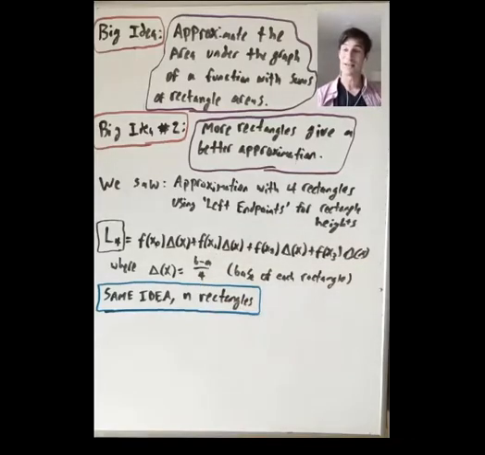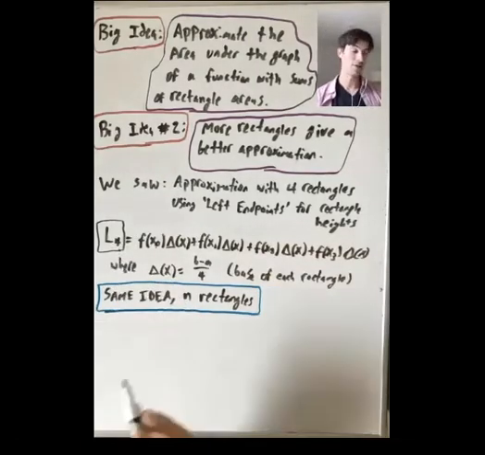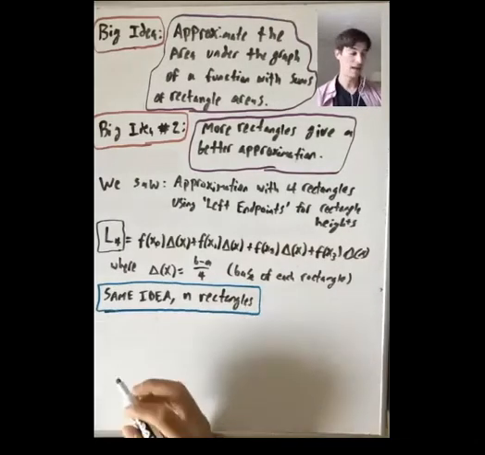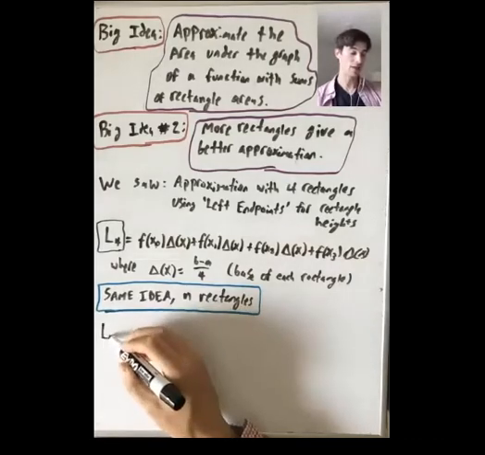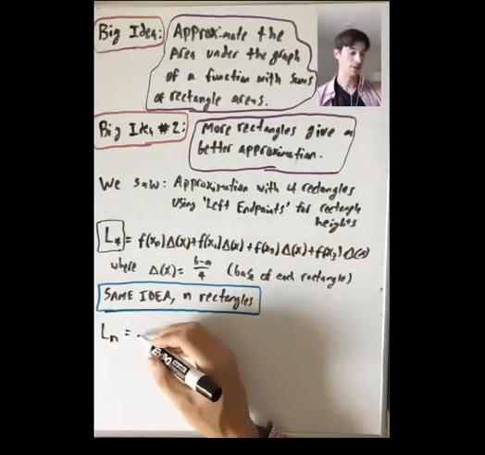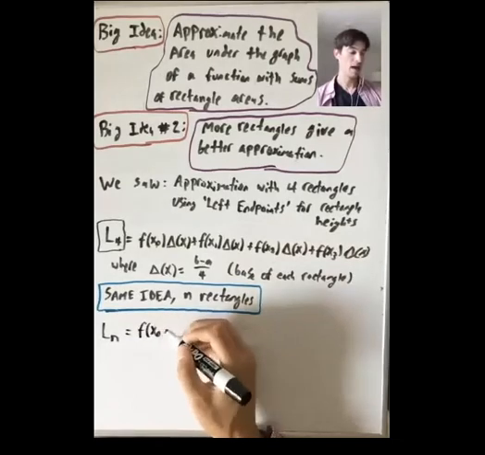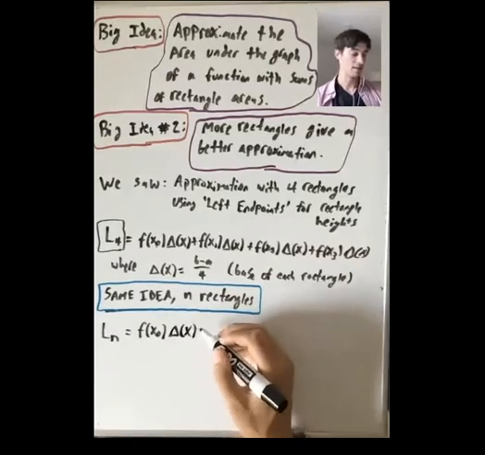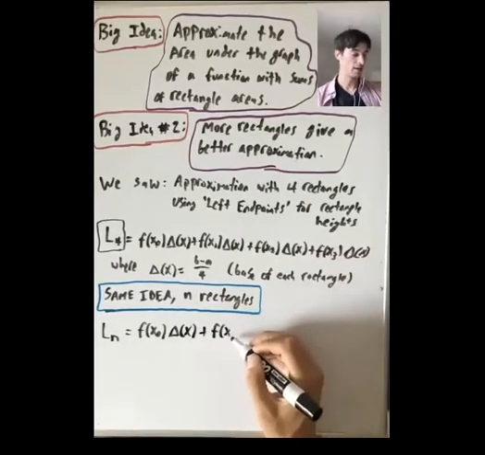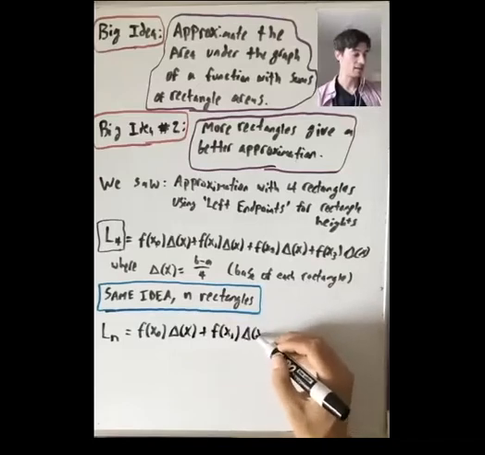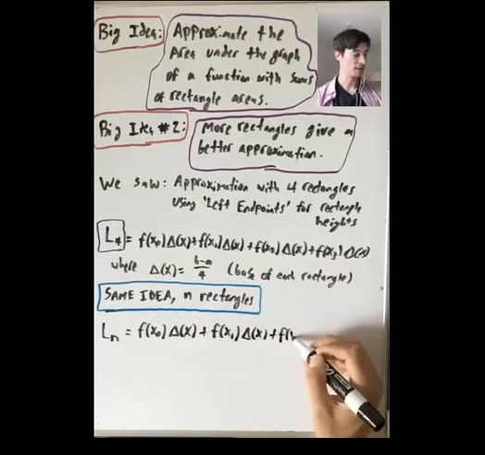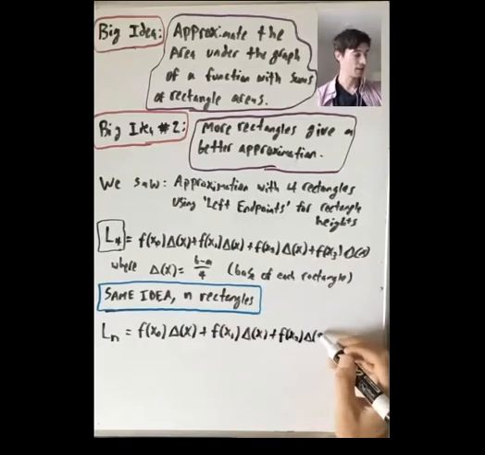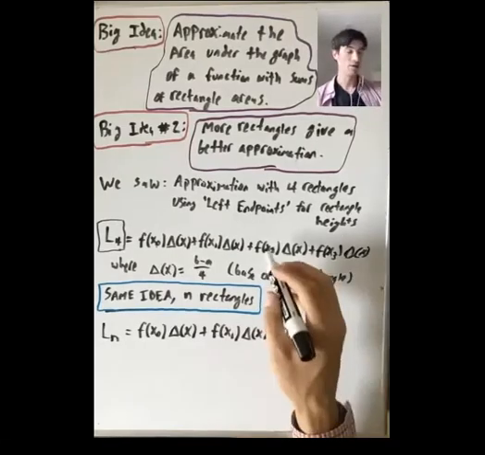So the first thing I want to do is tell you what happens if instead of using 4 rectangles, you use 400 or 4,000 or 4 million. Same idea with n rectangles. We're going to write down an expression, Ln, which is going to be f of x0, the height of the first rectangle, times delta x, plus f of x1 times delta x, plus f of x2 times delta x, plus f of x3, plus f of x4. You keep going like this.